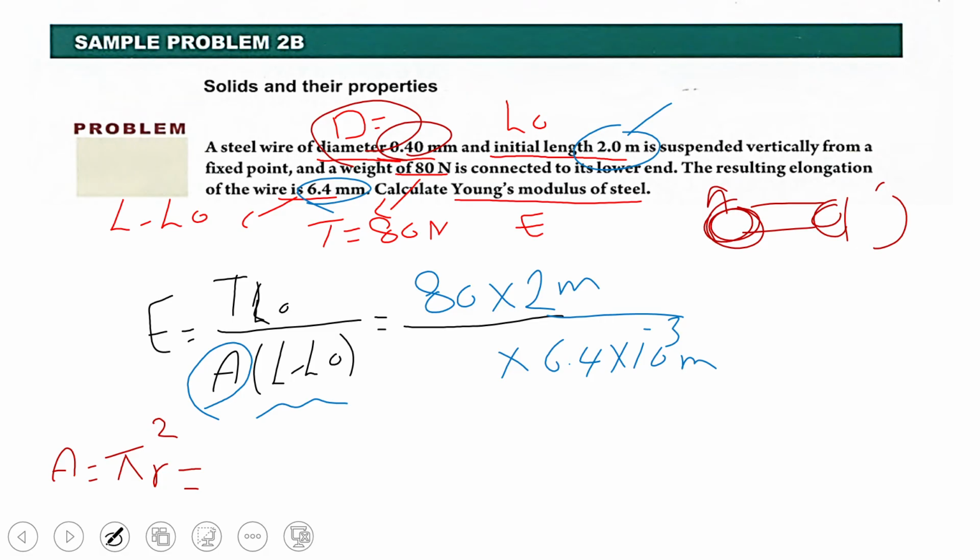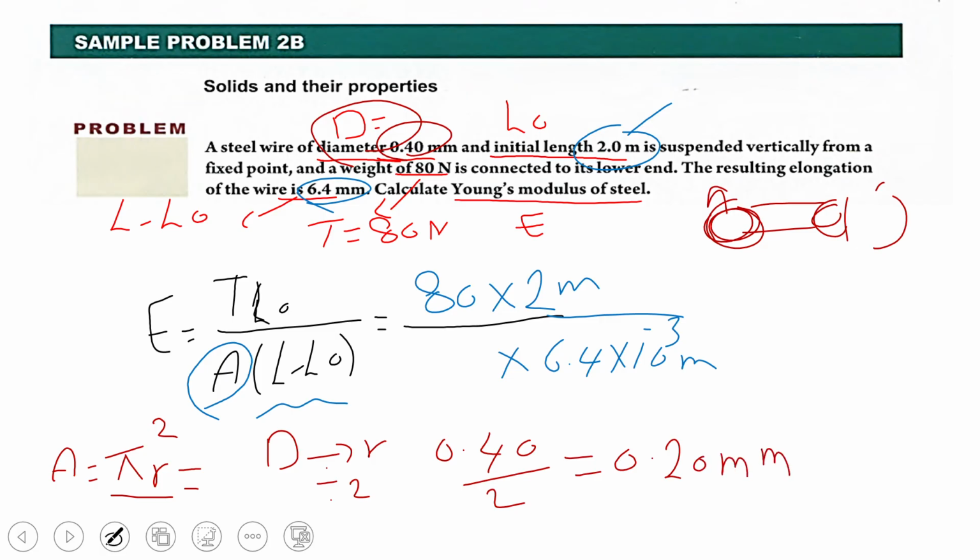How can we make diameter into radius? Because in this rule we have a radius, divide by 2. So 0.40 divided by 2 becomes 0.20 millimeter. Again, this is millimeter, you have to make it meter, multiply by 10 power negative 3, so 0.20 times 10 power negative 3 meter. This is equal to our radius, because the question gave us diameter, not radius.